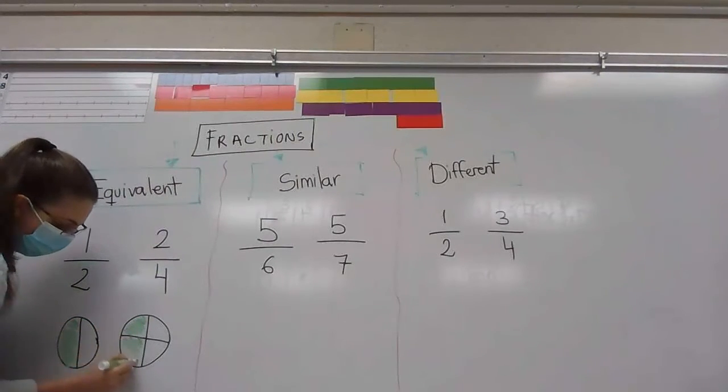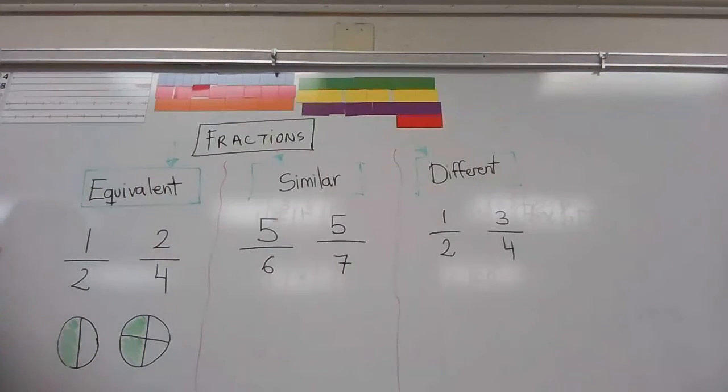I'm going to shade two parts. 1 and 2. Now, can you see that this fraction 1/2 and this fraction 2/4 have the same amount or the same part shaded? Yes. So they are equivalent. That means that their value is the same. Okay, equivalent.